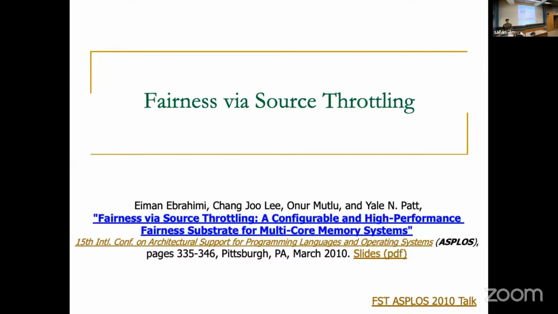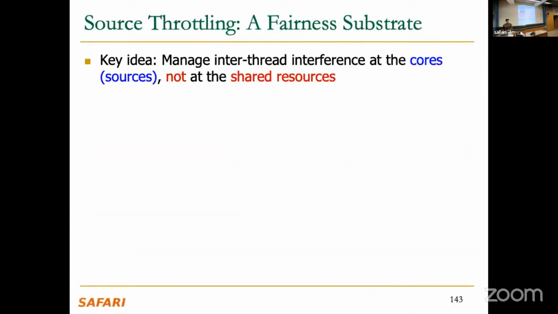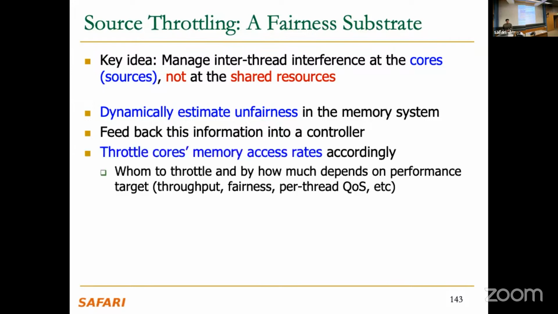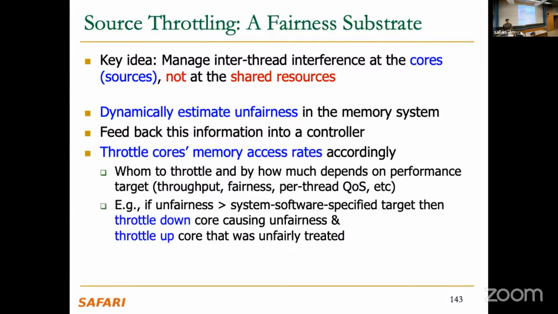And we'll cover one last technique and then summarize and end lecture 13A. So this is the source throttling approach. This is yet another approach to maintaining quality of service. The key idea is to manage interference at the cores. That's why we call it source throttling, not at the shared resource like the memory controller. And we dynamically estimate the unfairness in the memory system and feed this information to a controller. A controller in this case is not the memory controller. This is controlling the core. And we throttle cores' memory access rates, based on this dynamically estimated unfairness metric.